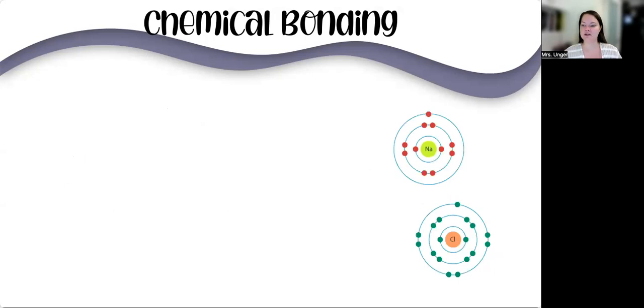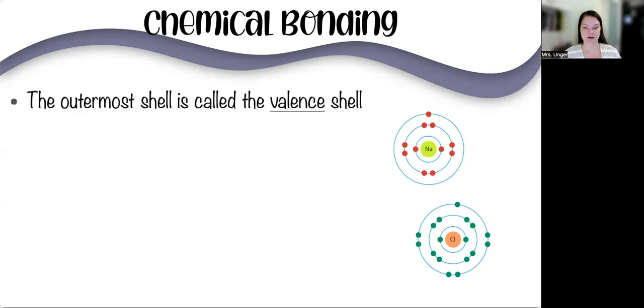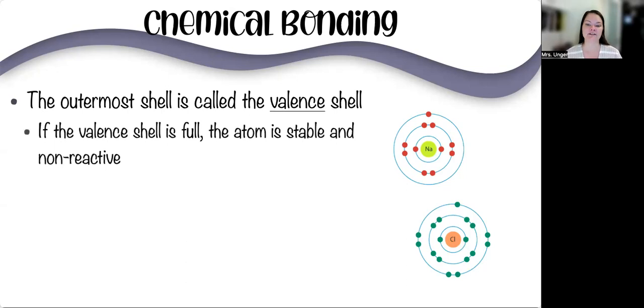All right, so we need to look at chemical bonding and how chemical bonding happens. So importantly, the outermost shell, we know that the electrons are going to fill from the innermost shell and then fill outward. So that most outer shell is called the valence shell. And if the shell is full, that atom is stable. It has its relative low amount of potential energy, it is non-reactive.